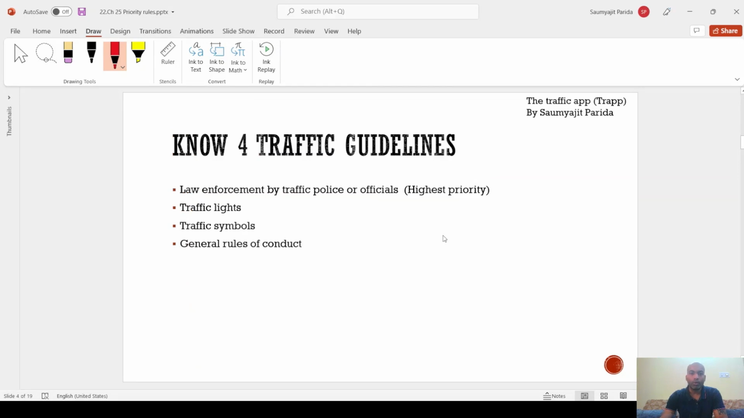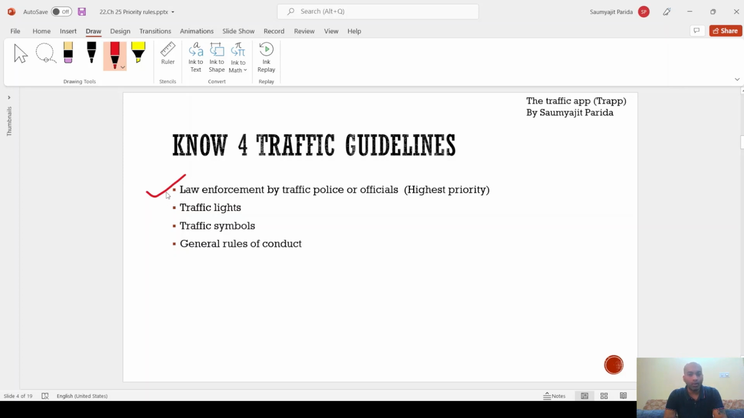Okay, moving forward, the traffic guidelines. The priority of the traffic guidelines is in this format. First, the enforcement officer has the highest priority. For example, if the light is red and the traffic officer says to go, then we have to go, because the traffic official is at the highest level.